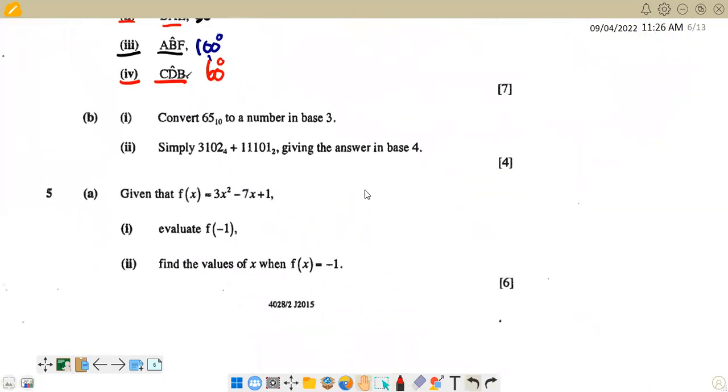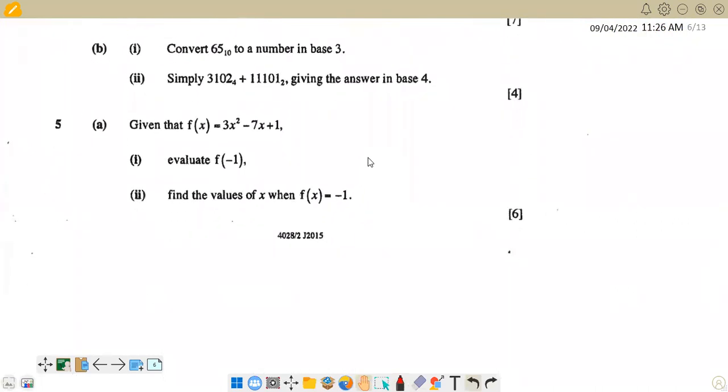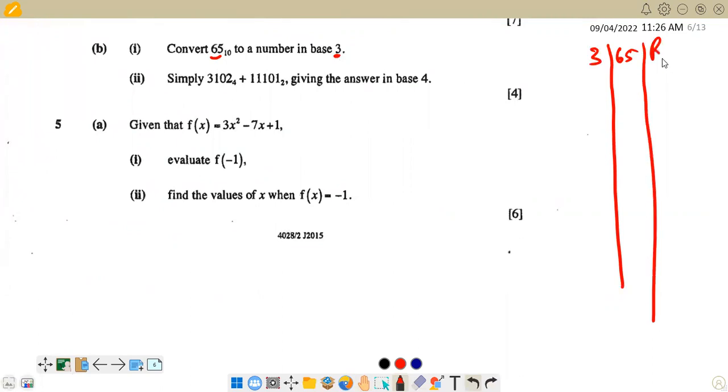B item 1, we are now given 65 in base 10 to convert to a number in base 3. So this one is from your paper 1, guys. You know how to convert a number from base 10 to any base, whereby I told you that you just divide by the base throughout. Okay, so this is what you're going to do. We have 65 in base 10, divide by the number that you're converting to, which is 3, noting all the remainders down. So that is the case.